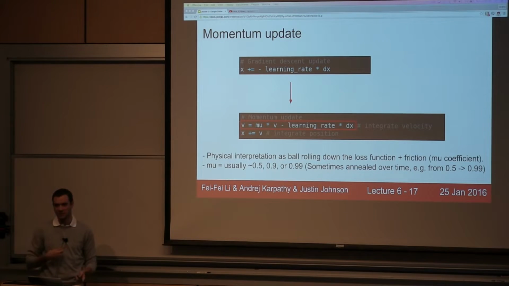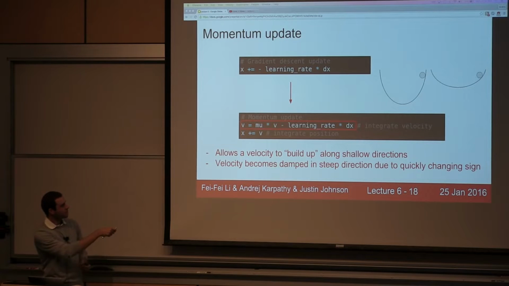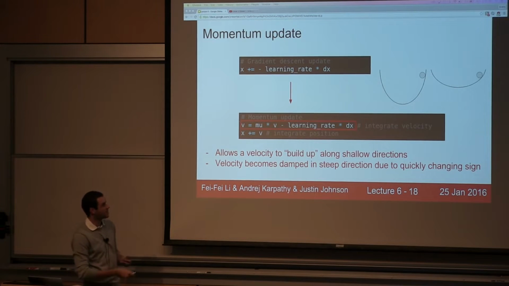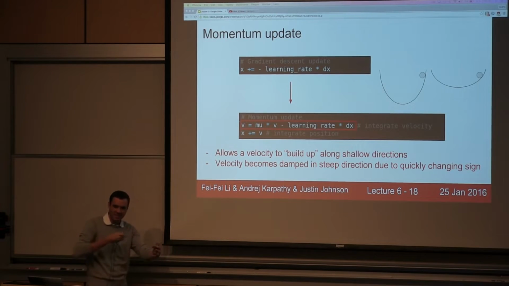It's taking this physical interpretation of optimization where we have a ball rolling around and it's slowing down over time. And the way this works is, what's very nice about this update is you end up building up this velocity. In particular, in the shallow directions, it's very easy to see that if you have a shallow but consistent direction, then the momentum update will slowly build up the velocity vector in that direction. You'll end up speeding up and up across the shallow direction.